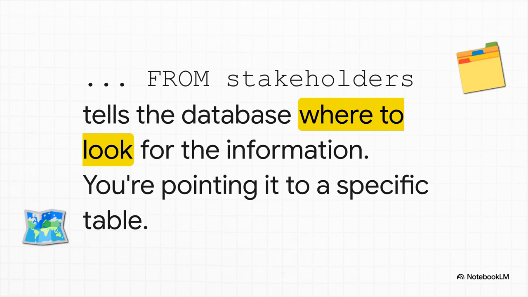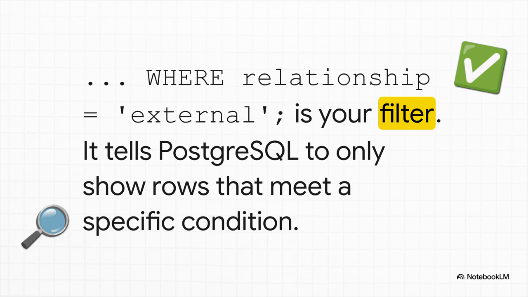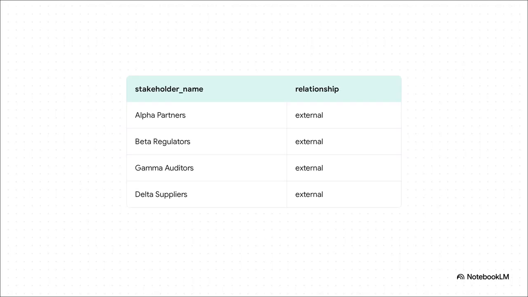So we've told it what we want and where to find it. Simple enough, right? And here is where it gets really useful. The where clause. This is your filter. Out of all the thousands of stakeholders in that table, we're telling Postgres, hey, only show me the ones that meet this one specific condition. In this case, where their relationship is marked as external. And boom, there's our result. It's clean, simple, and there's no ambiguity.